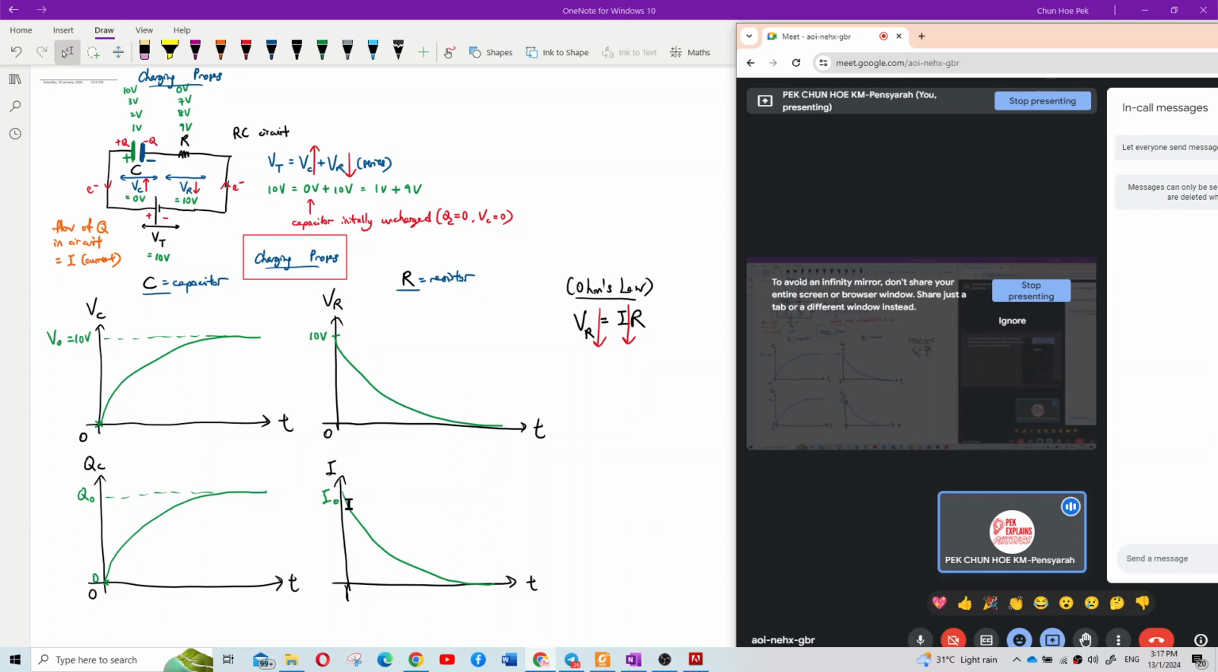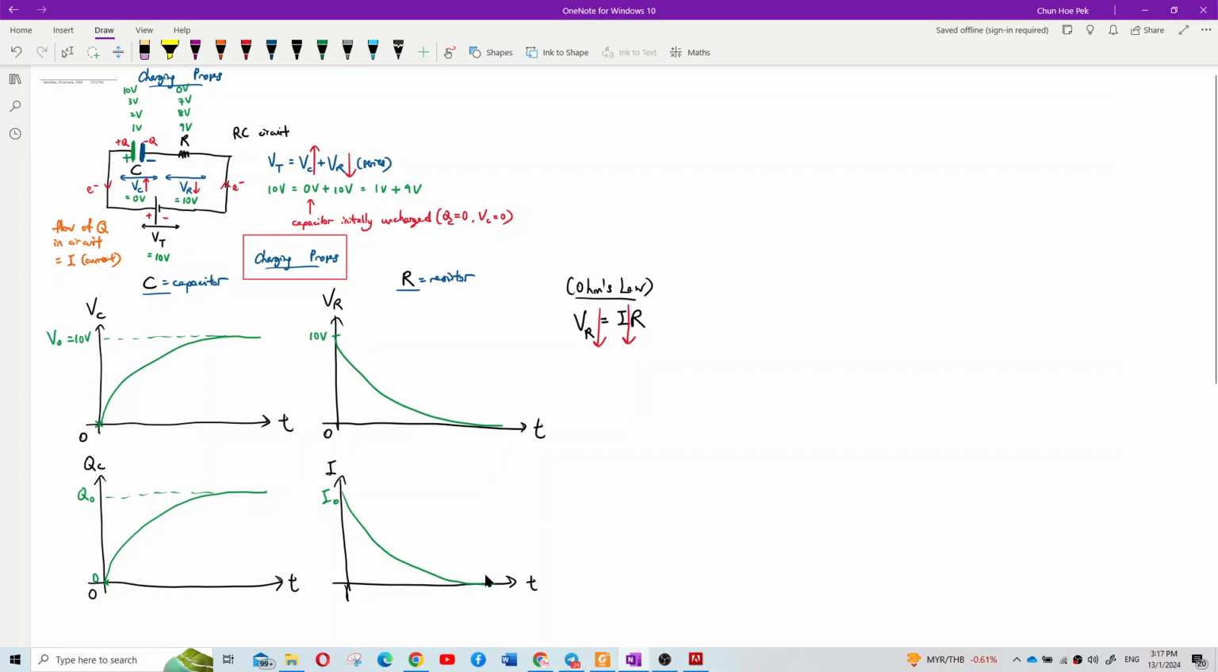Okay. So you see, of course, the current stops flowing. What I can say is beginilah, class. Current stops flowing means I becomes zero when the capacitor is fully charged. Betul tak? Bukannya semakin banyak.